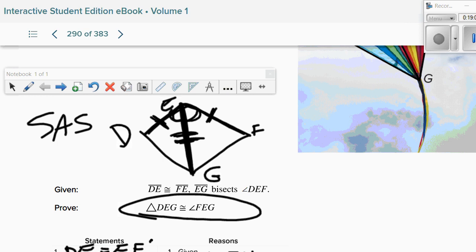So don't overthink it. We had a reflexive property there. We had bisector. We should know all that stuff. It should make you able to do this proof pretty easily, and we're using the new rule that we're learning. So kind of think along those lines.